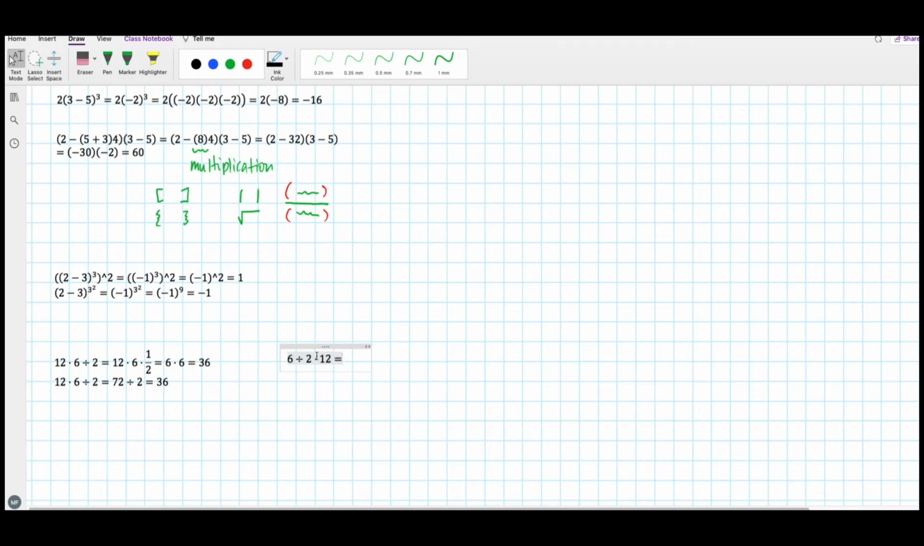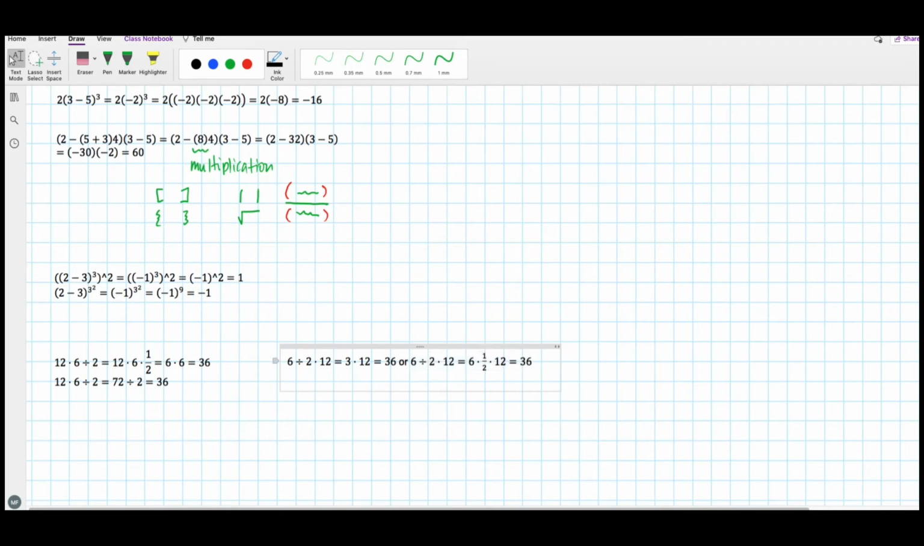Okay, this is the one that throws people off, because if I move left to right, it's no big deal. 3 times 12 gives me 36. Or, again, if I instead convert it to multiplication, so I'd have 6 times 1/2, sorry, times 12. I have 6 times 1/2 is 3, and 3 times 12 is 36. Or I can do what I did before and group the 1/2 and the 12 together and get 6 times 6 to get 36. It doesn't matter.